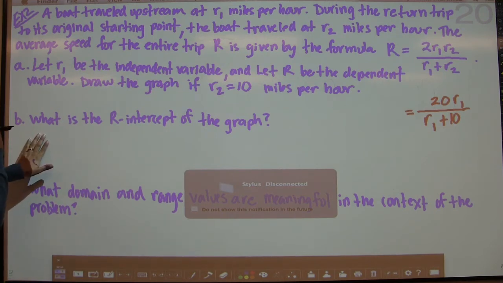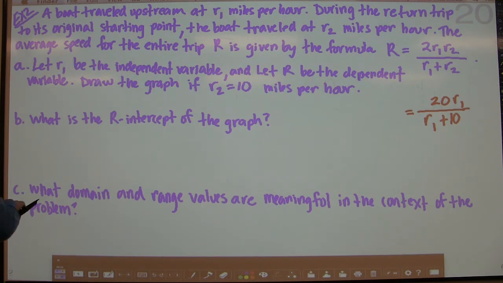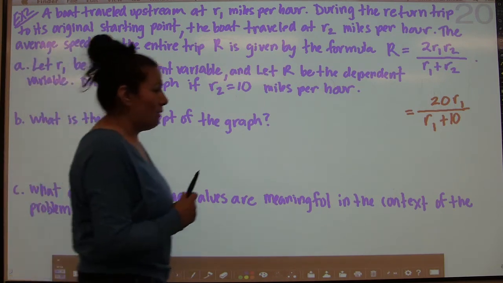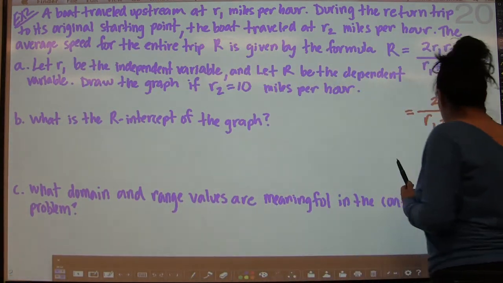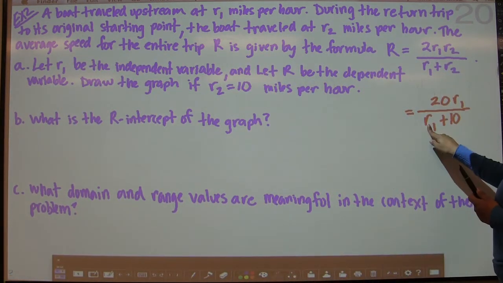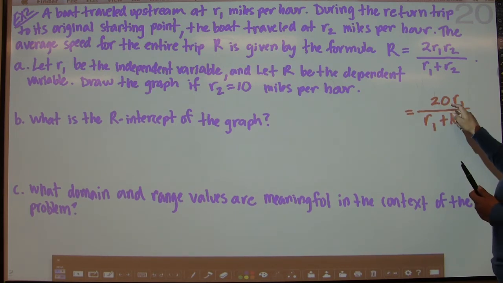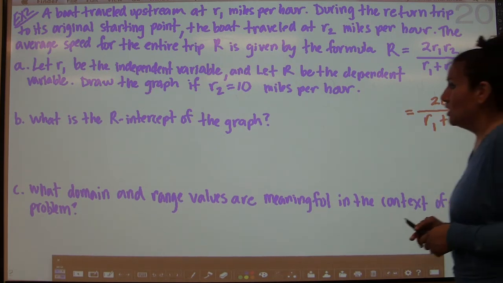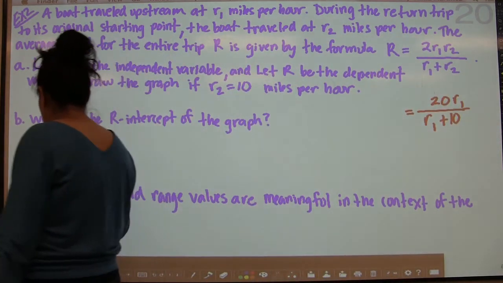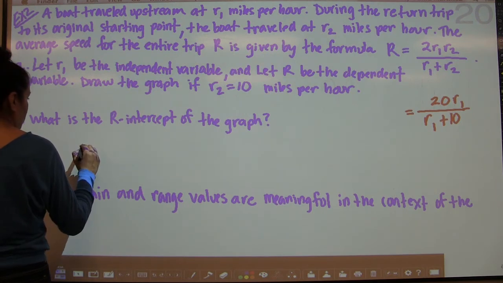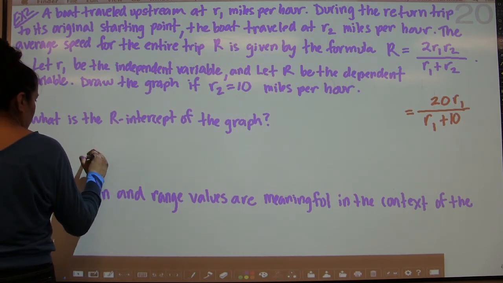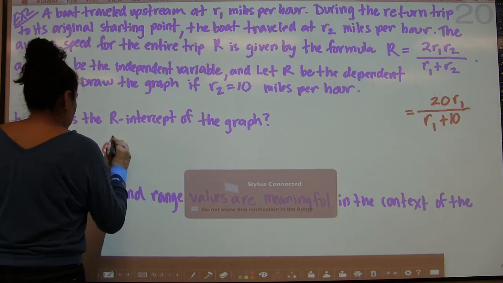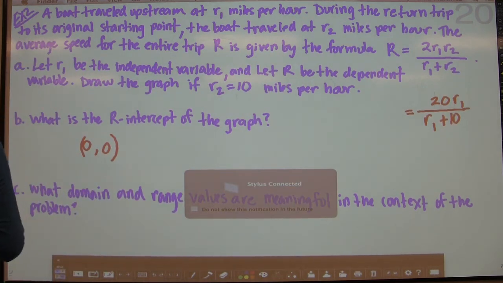It says, what is the r-intercept of the graph? Remember, to find the r-intercept, basically they want the y-intercept, which means you make x equal 0. So if I were to put a 0 in the place of the variable here, I would get 20 times 0, which is 0, divided by 10, which is still 0. So the r-intercept of the graph is 0. I want to write that in there. 0, 0 is going to be your r-intercept for your graph.